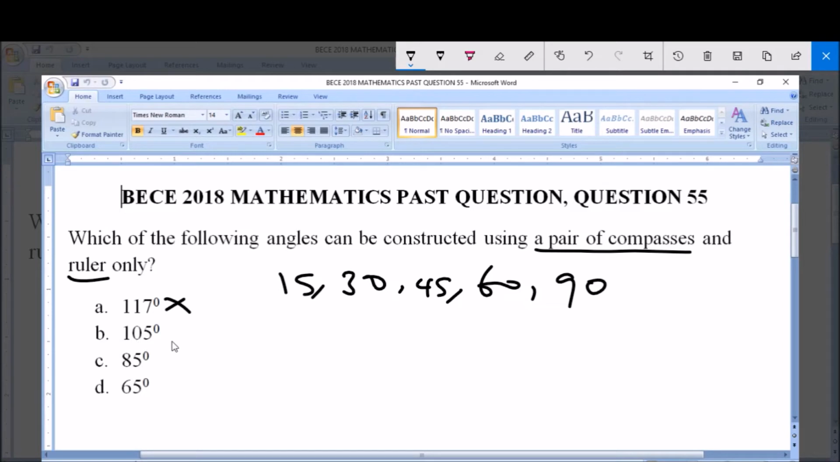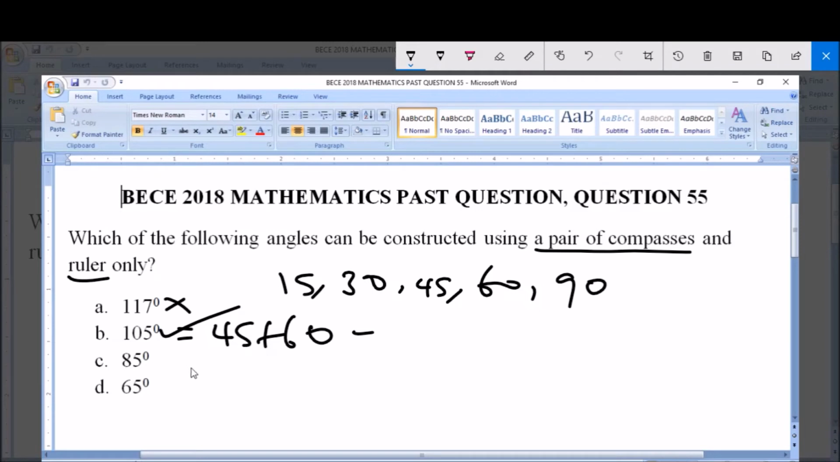Now B here says 105 degrees. Now 105 degrees can be gotten by summing 45 degrees plus 60 degrees, so therefore it can be constructed using a pair of compasses and ruler only.